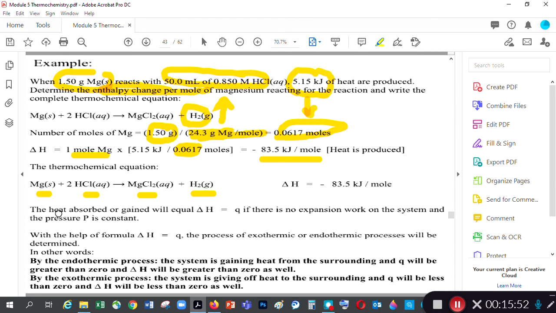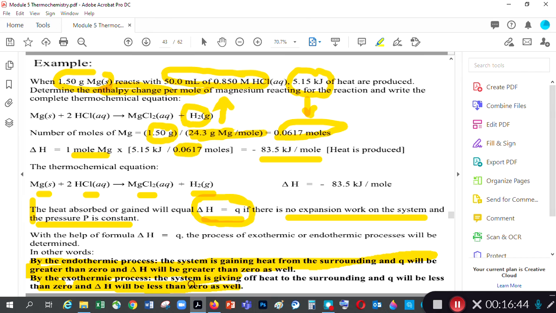So let's look at here. The heat absorbed or gained will equal delta H equal Q. The heat absorbed or gained will equal delta H or Q if there is no expansion work on the system and the pressure is constant, and this is a condition. When delta H equals Q, we have to have the pressure constant and no work experienced on the system by the surroundings. So with the help of the formula delta H equal Q, the process as exothermic or endothermic will be determined. In other words, it's very important. Let's highlight all this together here. It's very important and we'll read it together.